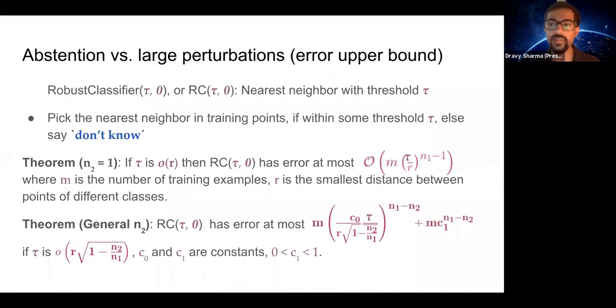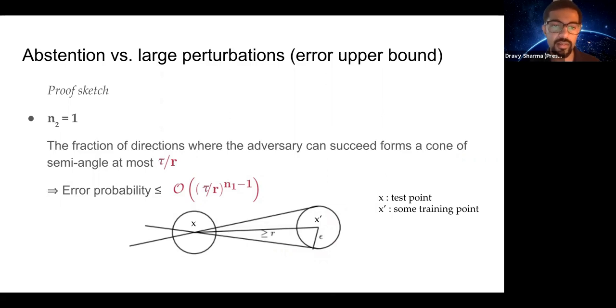Sorry, it should be n1. No, n2 equals 1, right? So that's the adversarial dimension. The thing to observe is the adversary is starting from a test point x, and it's trying to move into the threshold tau of some training point x prime of a different label than the true label of x. That's the goal of the adversary. It can do this if the fraction of directions where the adversary perturbs is inside a cone of semi-angle at most tau over R. We're using simple geometry arguments. We can show that the error probability is this quantity, and then using a union bound on the number of training examples, you essentially get the result.